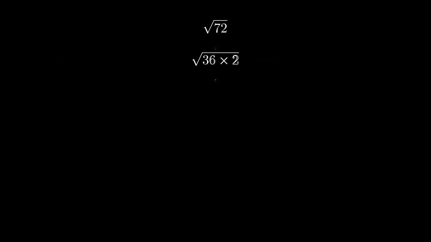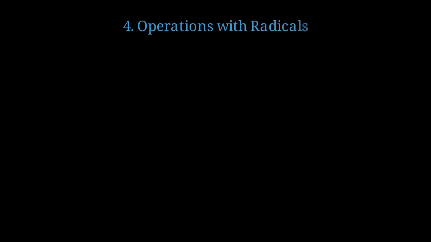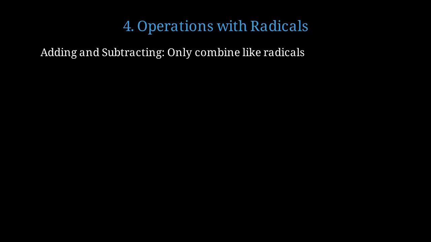Here's another example. The square root of 72 becomes the square root of 36 times 2, which simplifies to 6 times the square root of 2. Let's explore how to add, subtract, multiply, and divide radicals. When adding or subtracting, we can only combine radicals that have the same index and radicand.